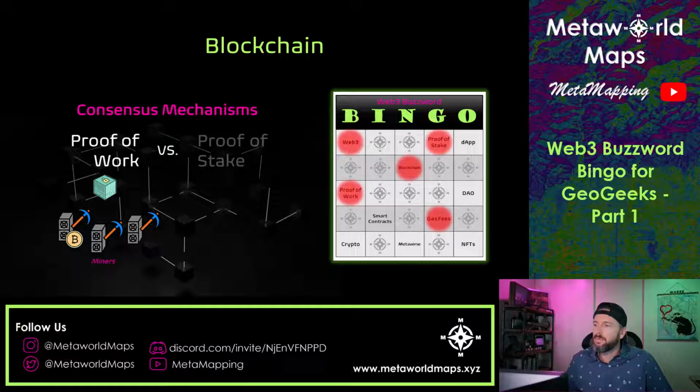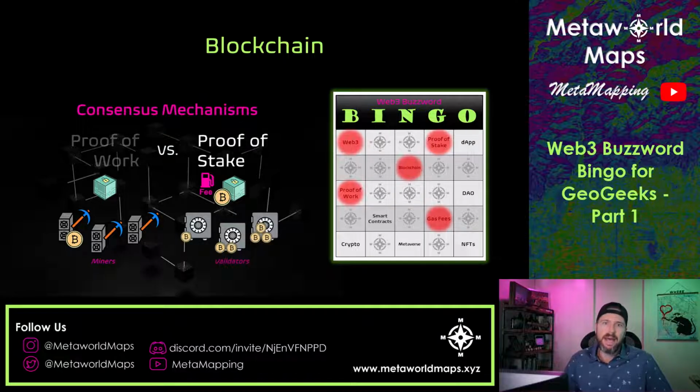Now, this proof of work is very different from proof of stake networks. In a proof of stake blockchain network, you still have a transaction that is submitted to the blockchain network, and a transaction fee, or a gas fee, occurs. But in this case, we don't have miners, we have validators. And the way that these validators are chosen to validate the network is completely random.